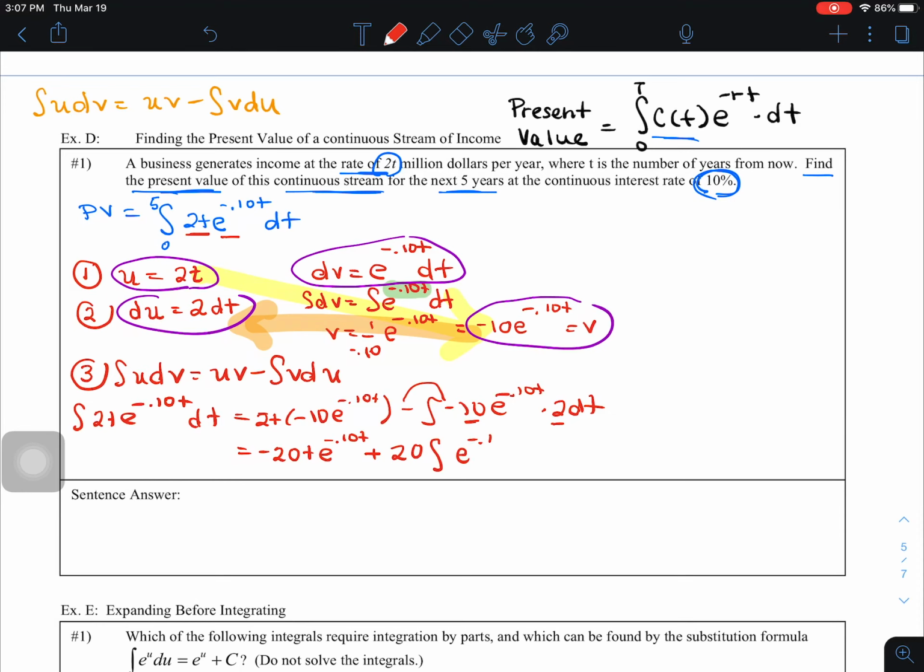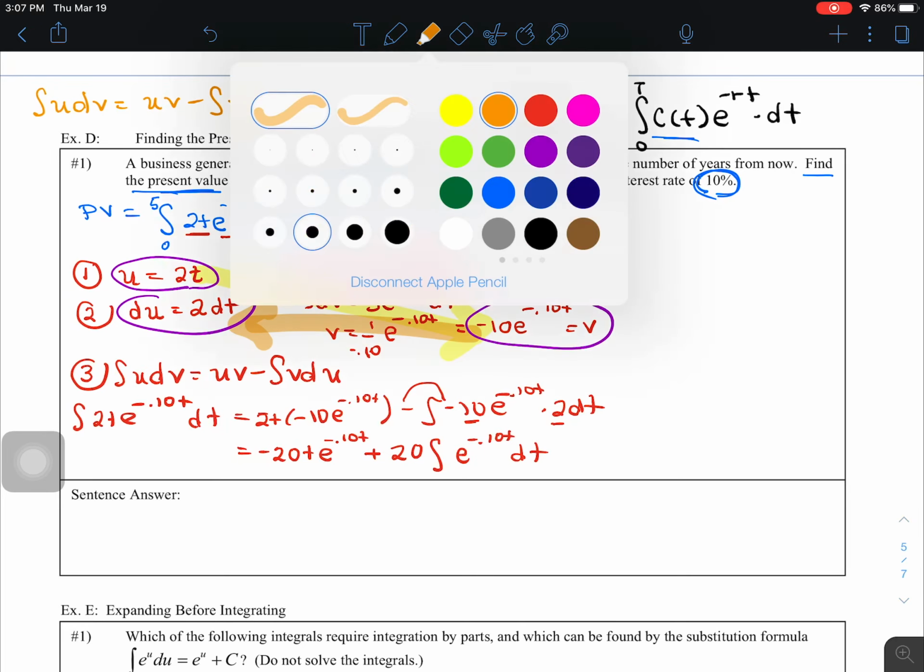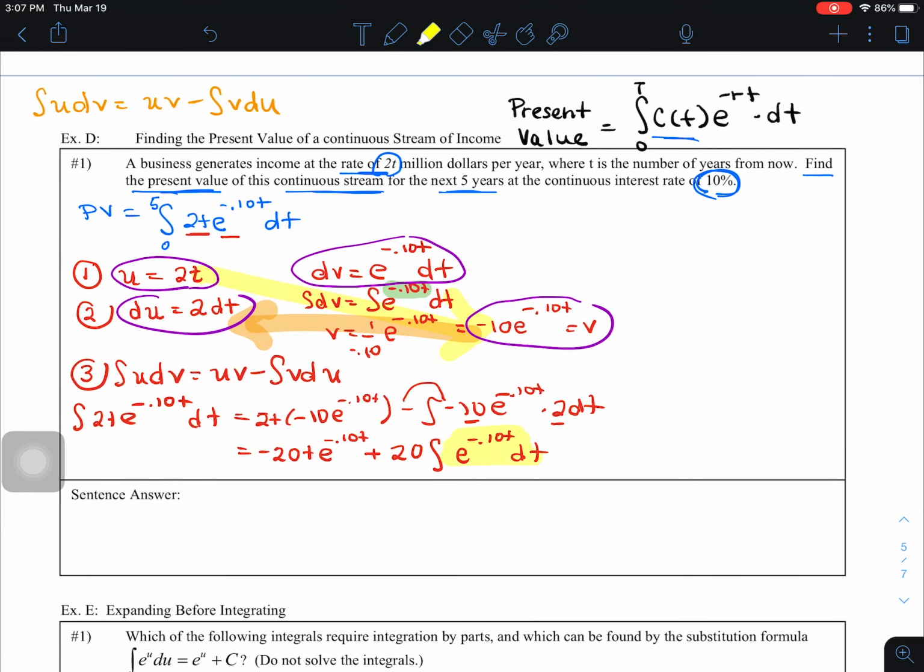But let's see what we have to integrate here. Well, this is just asking us to integrate e to the negative 0.10t, which is something we already did up here earlier. So we should easily be able to do that. That's just going to be copy down the original, multiply in front by the reciprocal. Now I'm not going to put the plus c.